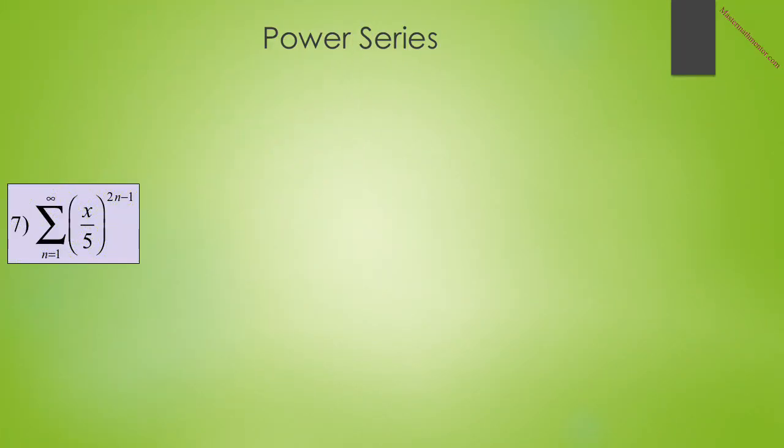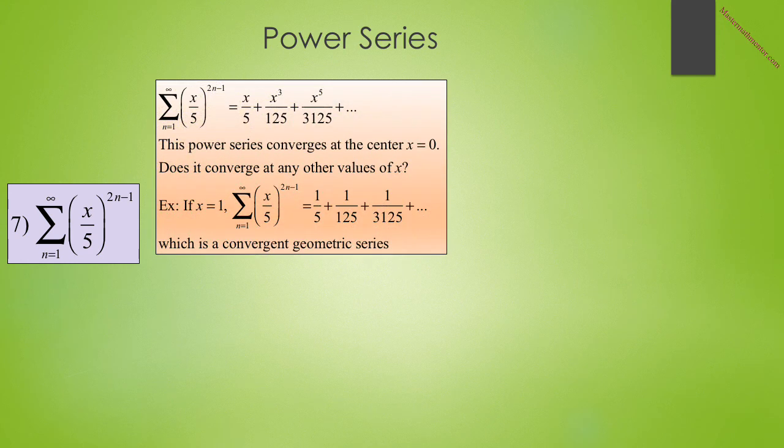Let's expand the series summation n equals 1 to infinity of (x over 5) raised to the 2n minus 1 and find the radius and interval of convergence. First, the expansion: summation n equals 1 to infinity of (x over 5) raised to the 2n minus 1 is x over 5 plus x cubed over 125 plus x to the 5th over 3,125 plus dot dot dot.